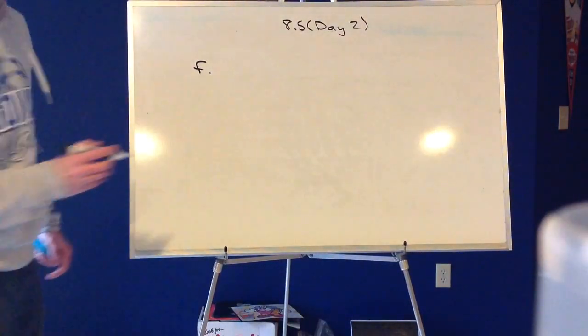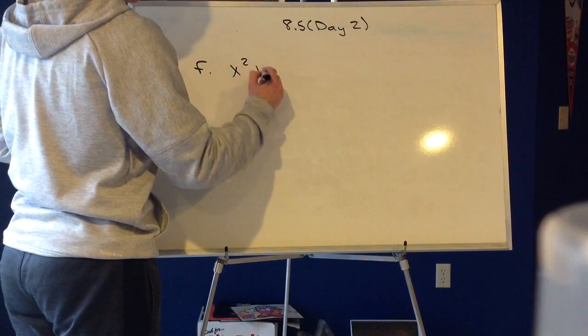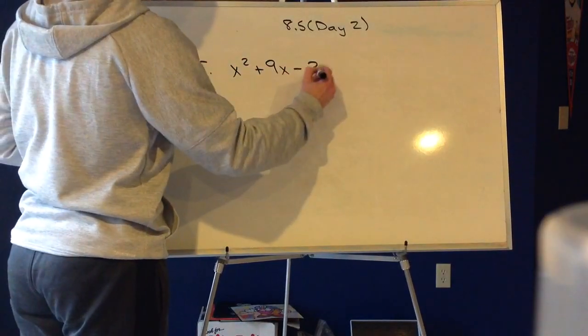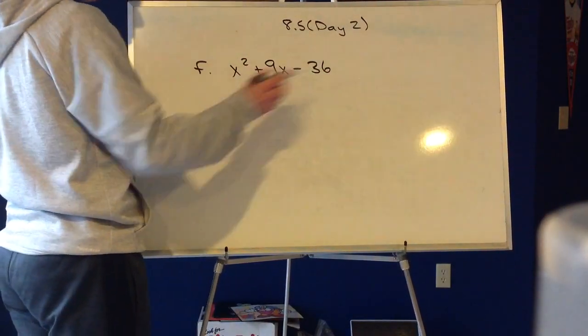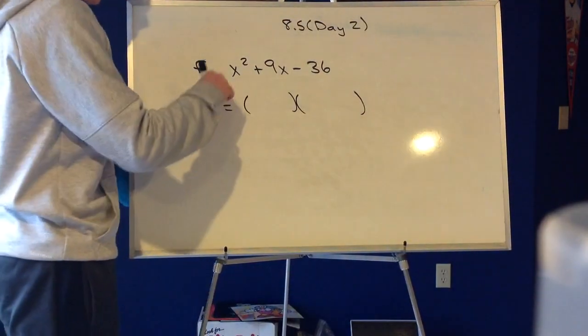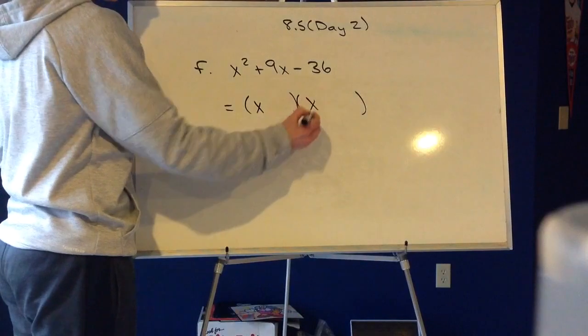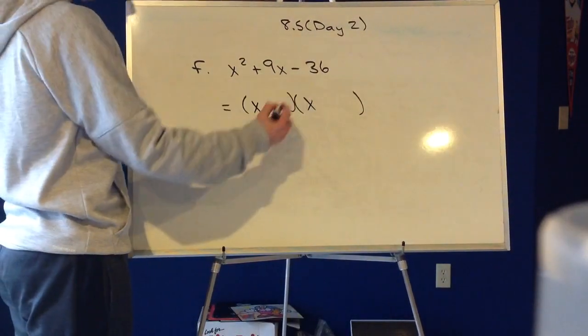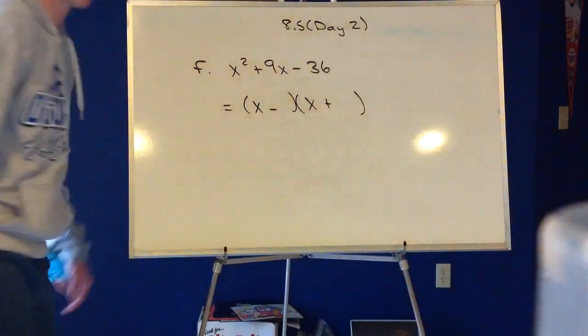For f, you have x squared plus 9x minus 36. No GCF on this one, so we can go directly to the parentheses. Again, x squared means we're going to have x and x. The negative here means we're going to have opposite signs.